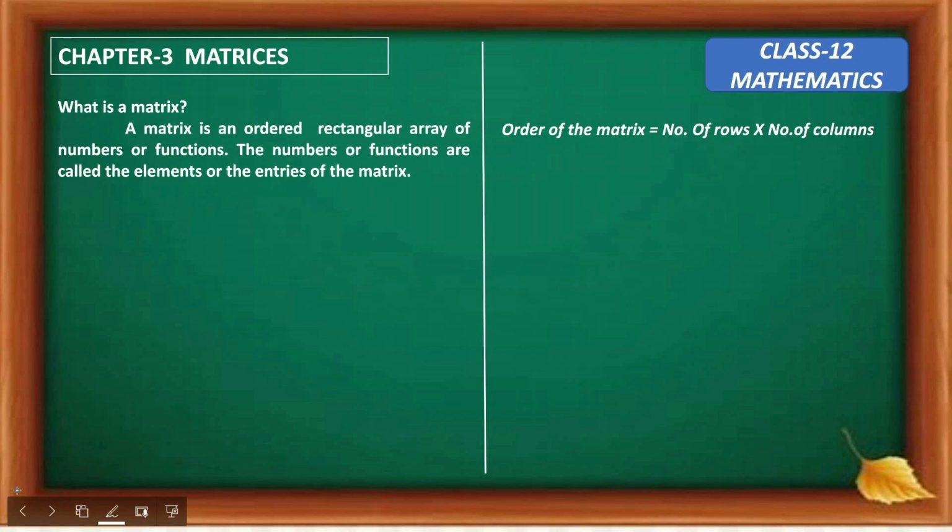Class 12 Mathematics, Chapter 3 Matrices. What is a matrix? A matrix is an ordered rectangular array of numbers or functions. The numbers or functions are called elements or entries of the matrix. We can see one example.